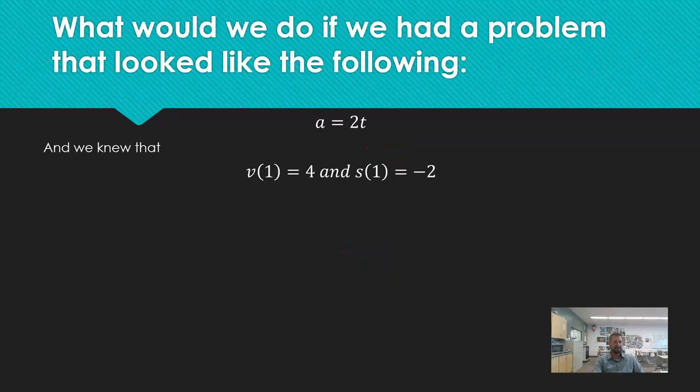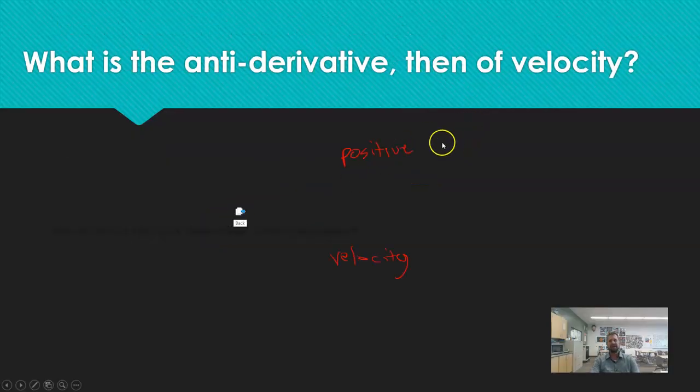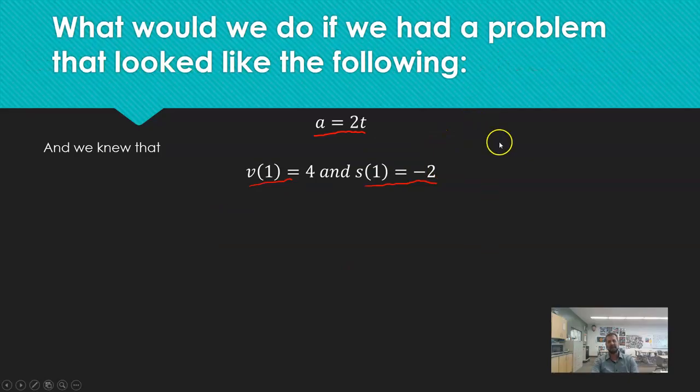So if I had one like this, notice this gives me an acceleration function, then it tells me 2 different things about this same equation. If I wanted to know what the original function was, I'm looking for s of t. What we would have to do is take the antiderivative of my acceleration function. So I would get v of t equals t squared plus c.